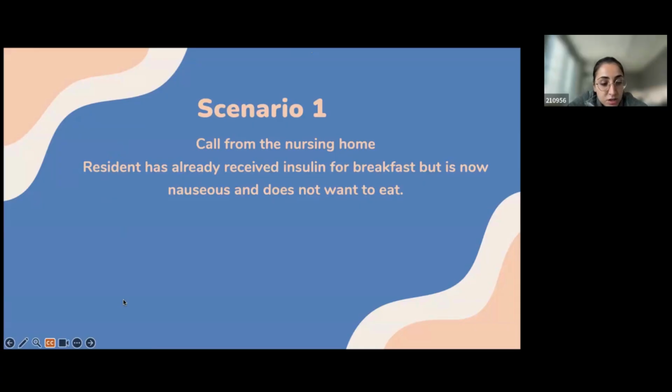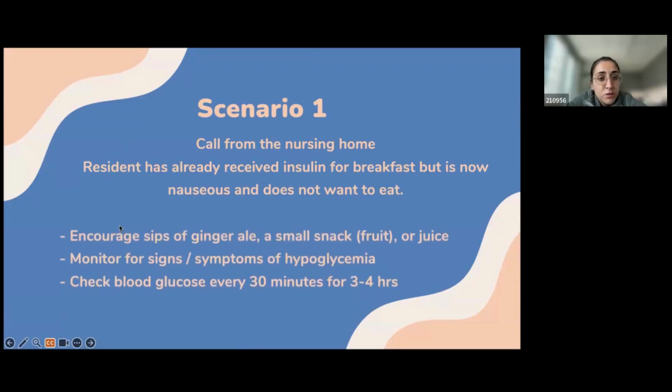So since the insulin has already been injected and is being absorbed in the system, we want to try to feed the insulin. And since the patient is nauseous, we want to try to focus on liquids with high simple sugars, ginger ale, juice, a small snack of fruit. And then we want to advise the nurse to check the blood sugar every 15 to 30 minutes for up to 4 hours, which is when we expect the insulin to have washed away.